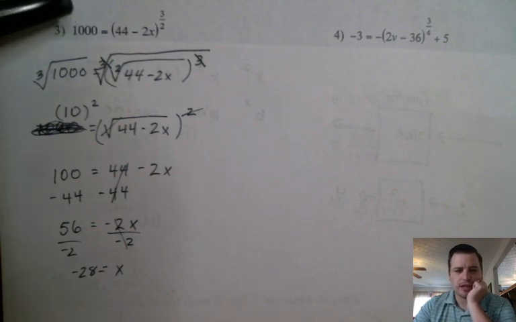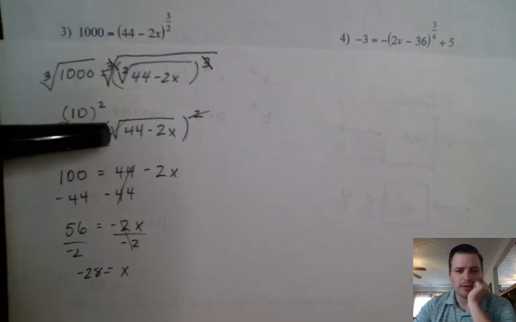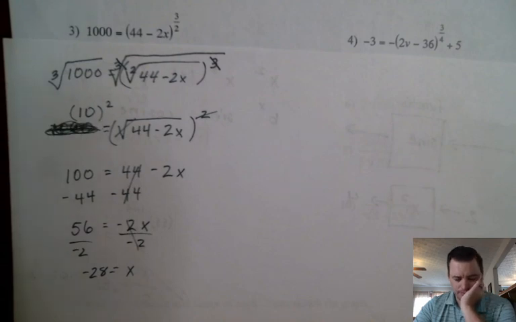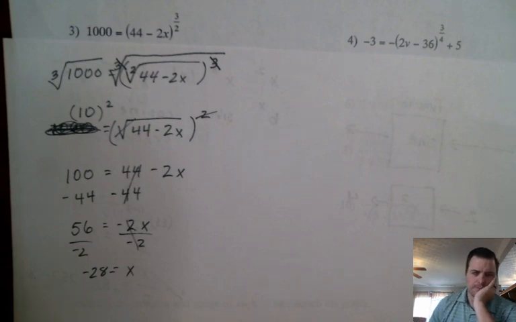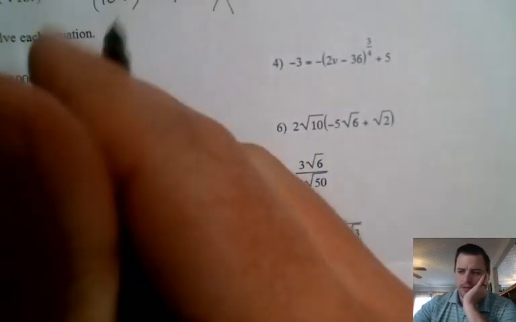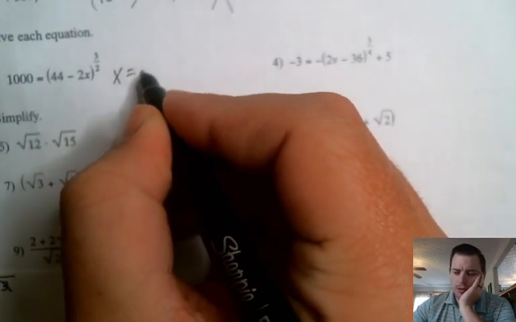When you turn your study guide in, I want to see this work, okay? If I'm doing it, you need to be doing it. Okay? So x is equal to negative 28.